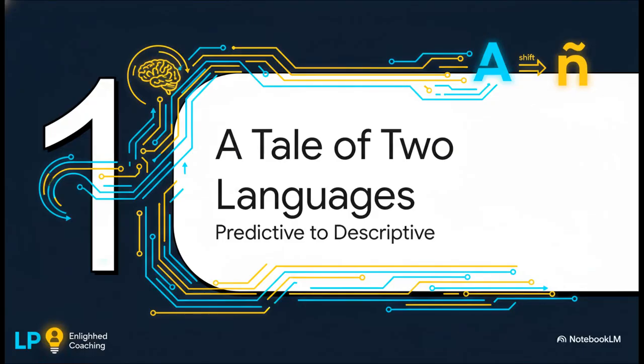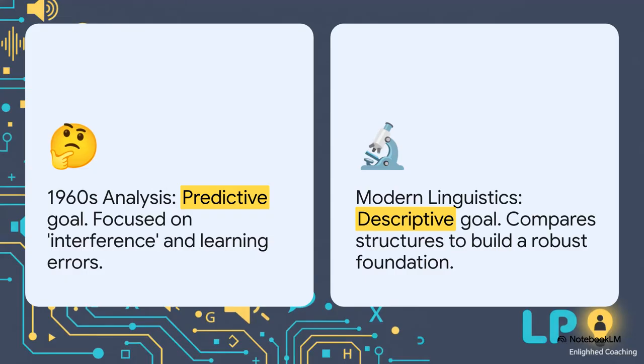Okay, first up, a tale of two languages. And this isn't just about making a list of what's different. It's really about a big shift in how we even analyze them in the first place. This right here highlights a major paradigm shift. See, back in the 60s, there was this thing called contrastive analysis, and its goal was pretty simple, but honestly a little flawed. It tried to predict the errors a student would make based on how their first language might interfere. It was just too simplistic.